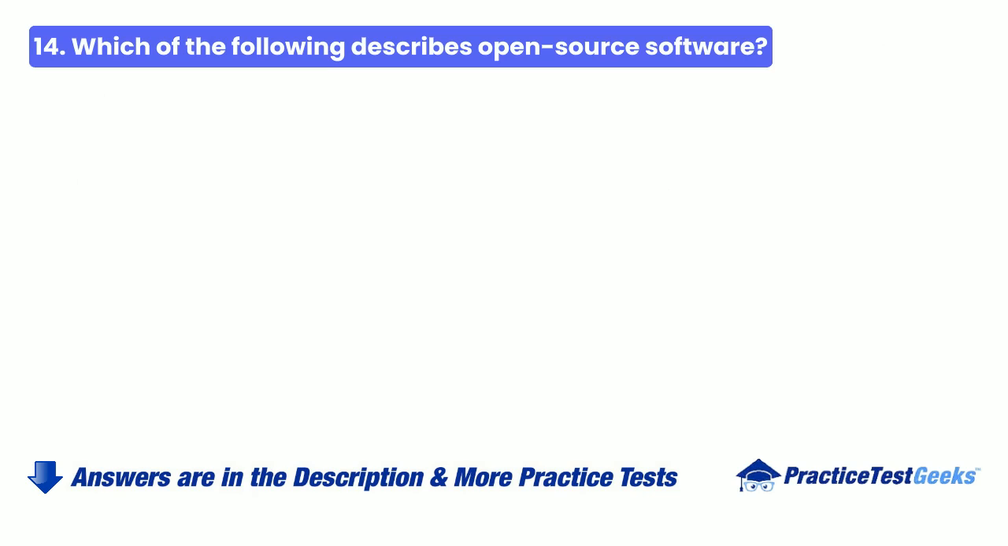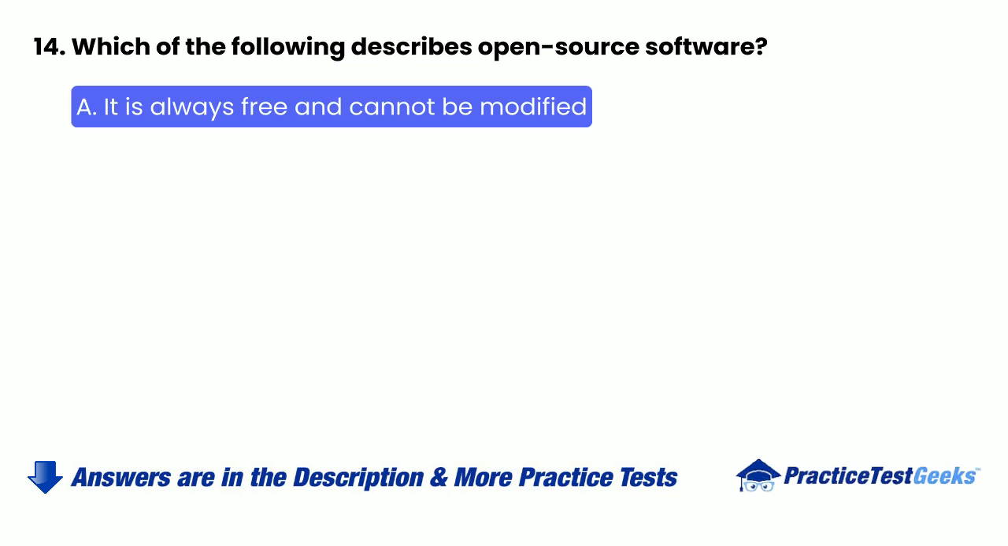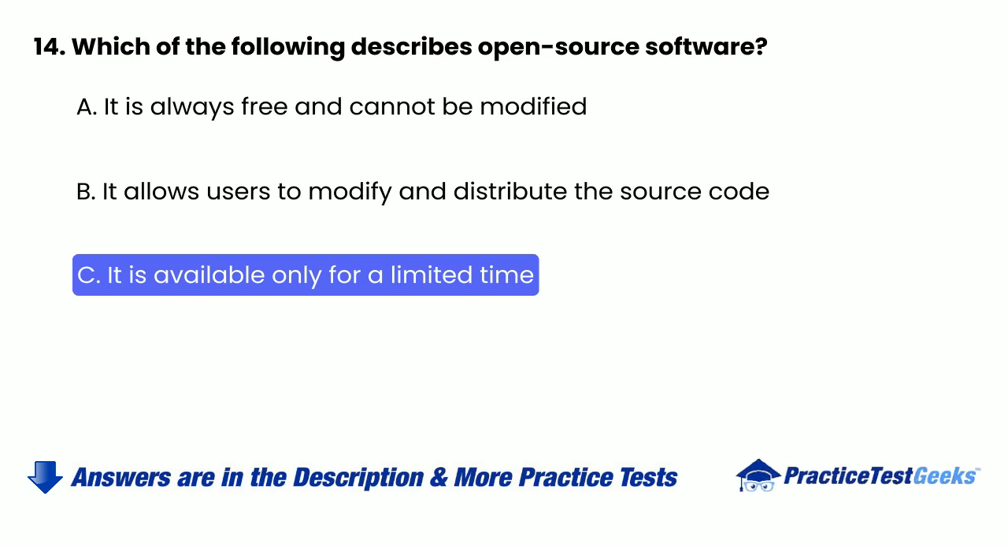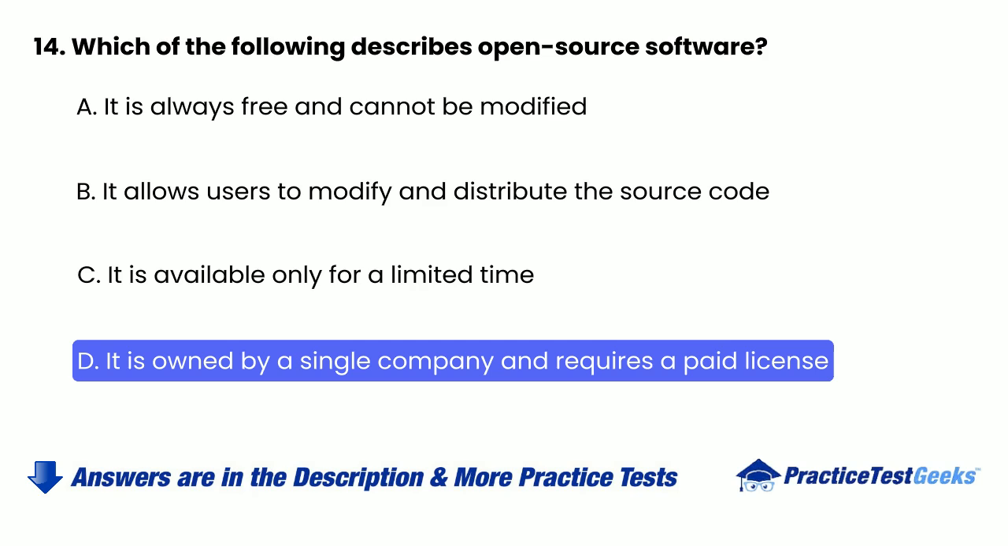14. Which of the following describes open-source software? A. It is always free and cannot be modified. B. It allows users to modify and distribute the source code. C. It is available only for a limited time. D. It is owned by a single company and requires a paid license.